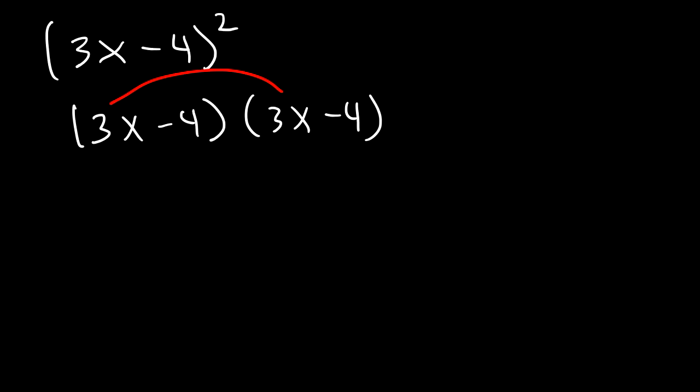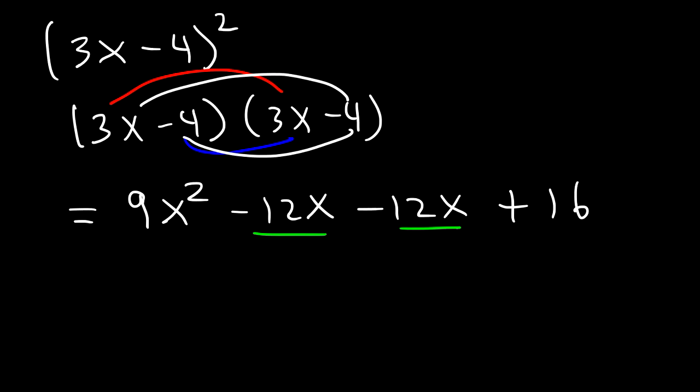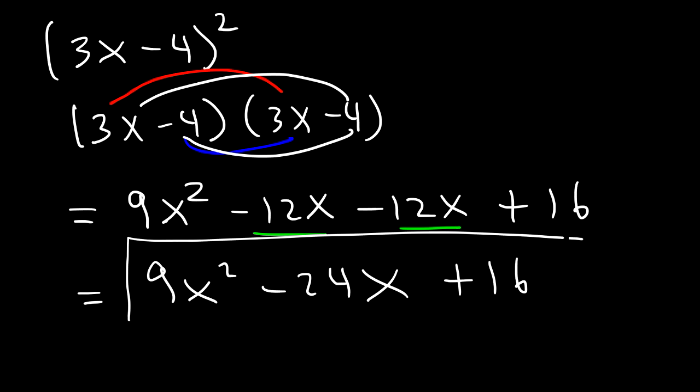3x times 3x is 9x squared. And then 3x times negative 4, that's negative 12x. Negative 4 times 3x is also negative 12x. And finally, negative 4 times negative 4 is positive 16. Now, just like the last example, we're going to combine like terms. Negative 12x plus negative 12x, that's negative 24x. And so this is the answer. 9x squared minus 24x plus 16.